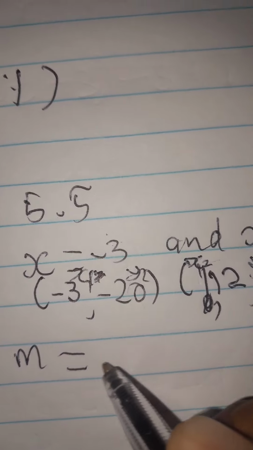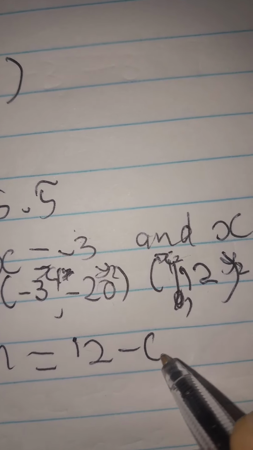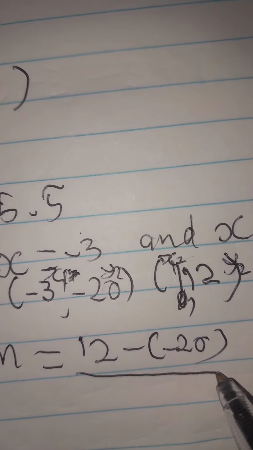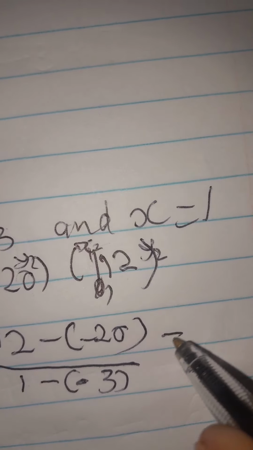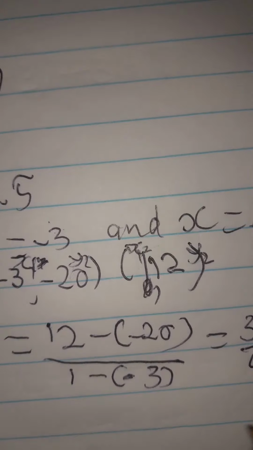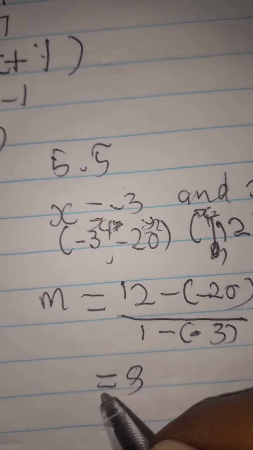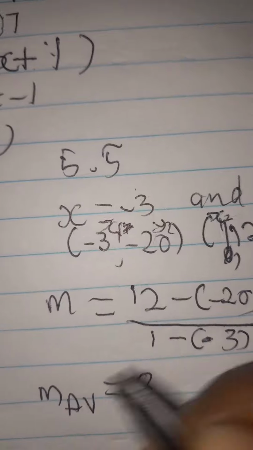So the average gradient will be 12 subtracted by negative 20, and 1 subtracted by negative 3. What is 12 subtracted by negative 20? It's 32. 32 divided by 4. Definitely that will give you 8. So m average is equal to 8, right? So we are going to our last question. Right, so write it on the next page.